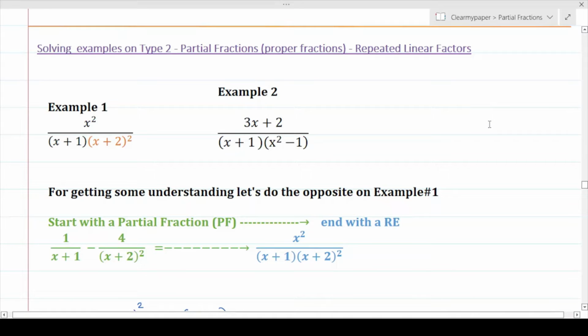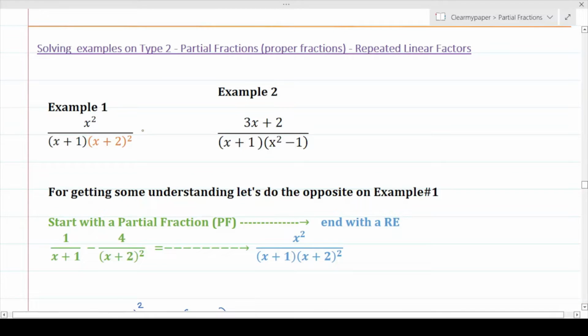All right, continuing from the previous episode where we just started talking about how to think about type 2 partial fractions, repeated linear factors. This is going to be a continuation video and episode on the same topic. Now let's understand. In the last episode we learned how to identify, without getting confused, whether the problem belongs to type 1 or type 2 or type 3.